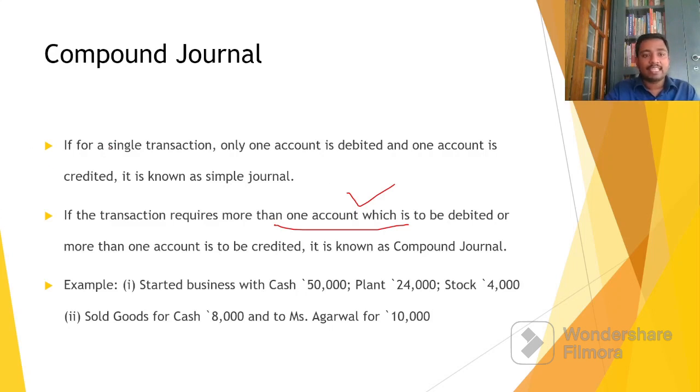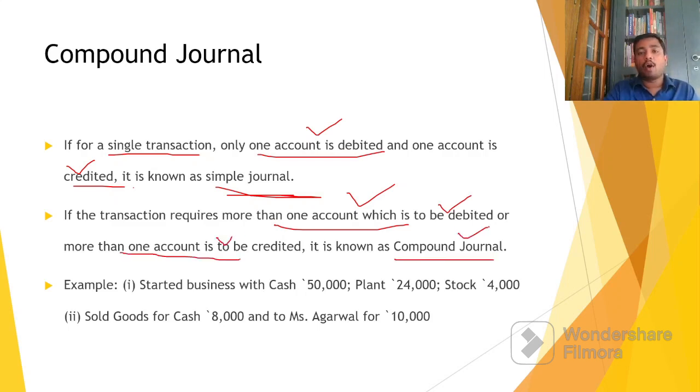So let's see what is a single transaction. A single transaction is one in which one account is debited and one account is credited. Such journals are known as simple: one debit, one credit. But if more than one account is debited and more than one account is credited, then it is known as a compound journal: more than one debit and more than one credit. Such a transaction comes under compound journal.